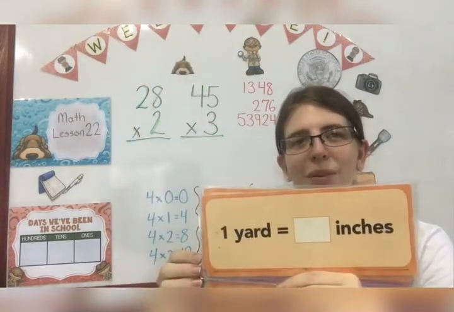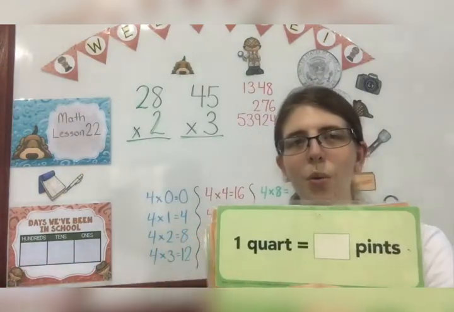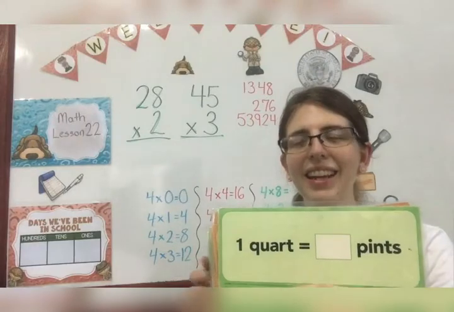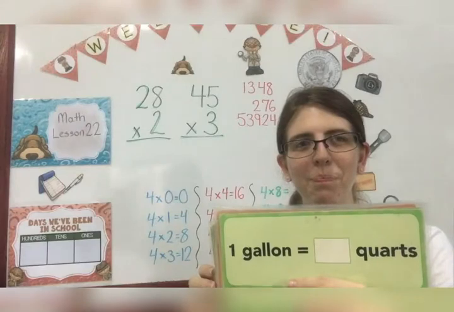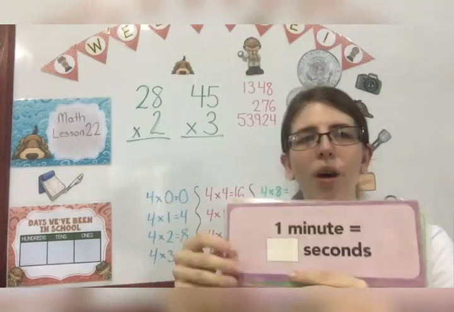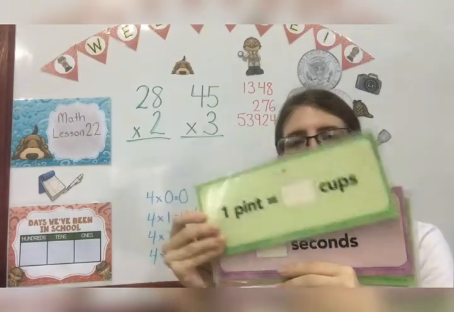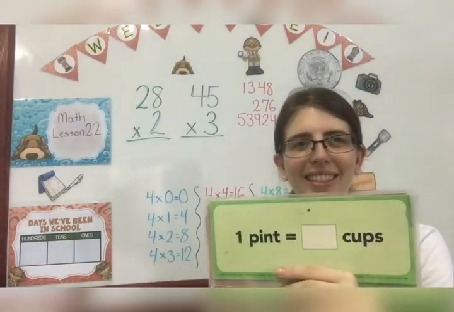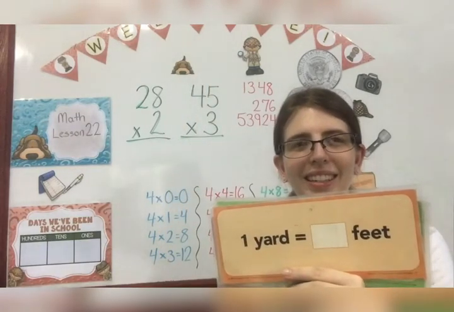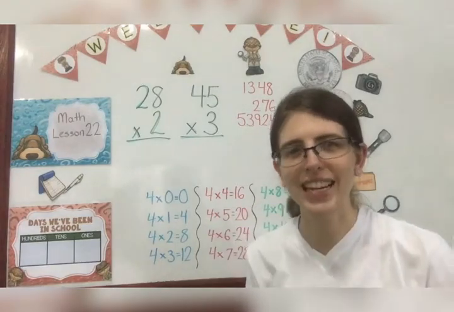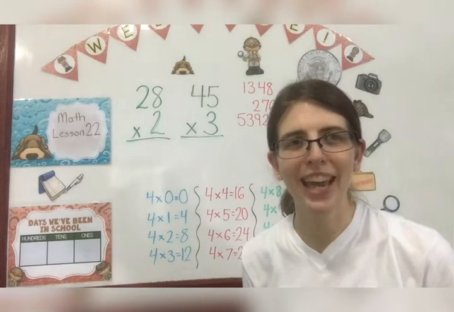1 yard equals 36 inches. 1 quart equals 2 pints. 1 gallon equals 4 quarts. 1 minute equals 60 seconds. 1 pint equals 2 cups. 1 yard equals 3 feet. Excellent.